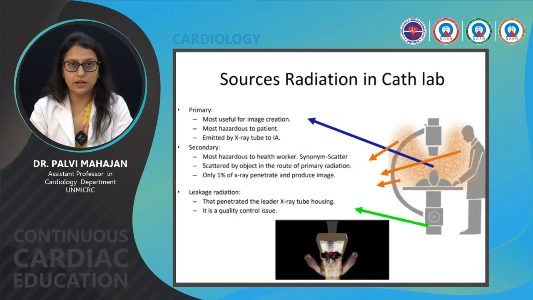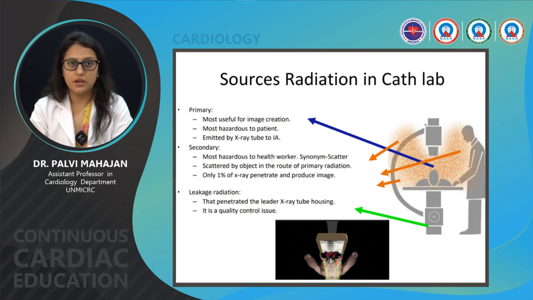Sources of radiation in the Cath lab are primary and secondary. Primary is most useful for image creation and is most hazardous to the patient. It is emitted by the X-ray tube to the image intensifier. Secondary is most hazardous to the health worker. It is a synonym for scattered radiation, scattered by objects in the route of primary radiation. Only 1% of X-rays penetrate and produce the image.